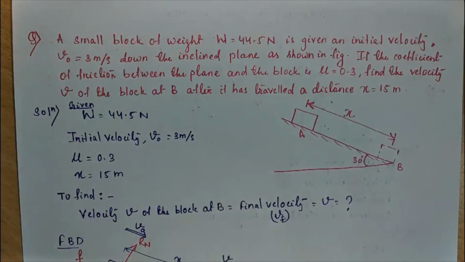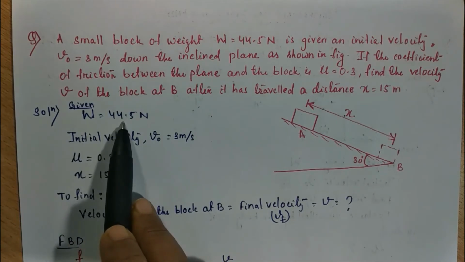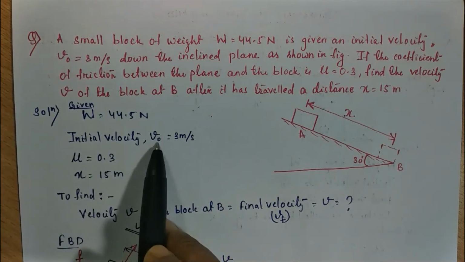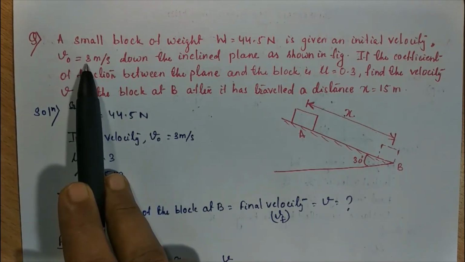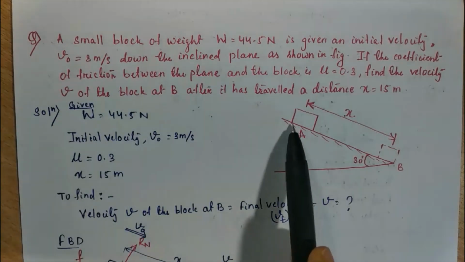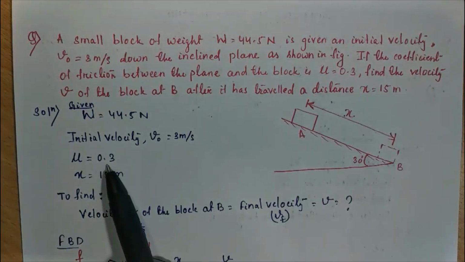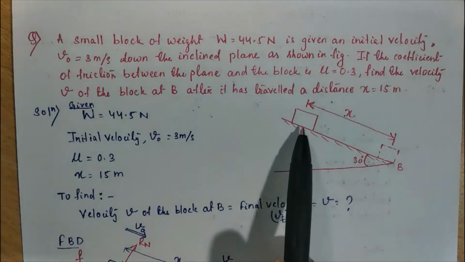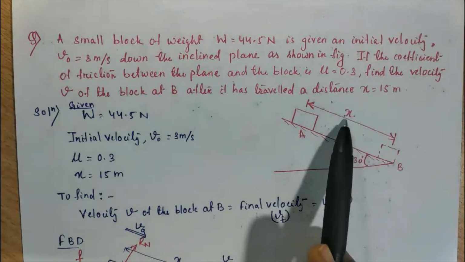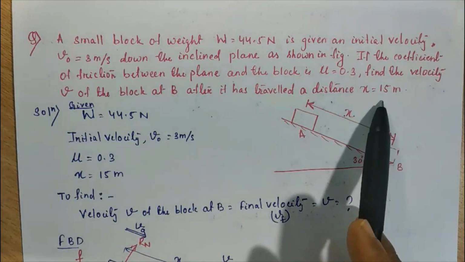So here in the question it is asking us to find out the final velocity. According to the question, the weight of the body is 44.5 Newton. Initial velocity V naught is given as 3 meter per second. Mu, the coefficient of friction between the block and the inclined plane, is given as 0.3. And the distance travelled by the body from position A to position B is given as x equal to 15 meter.